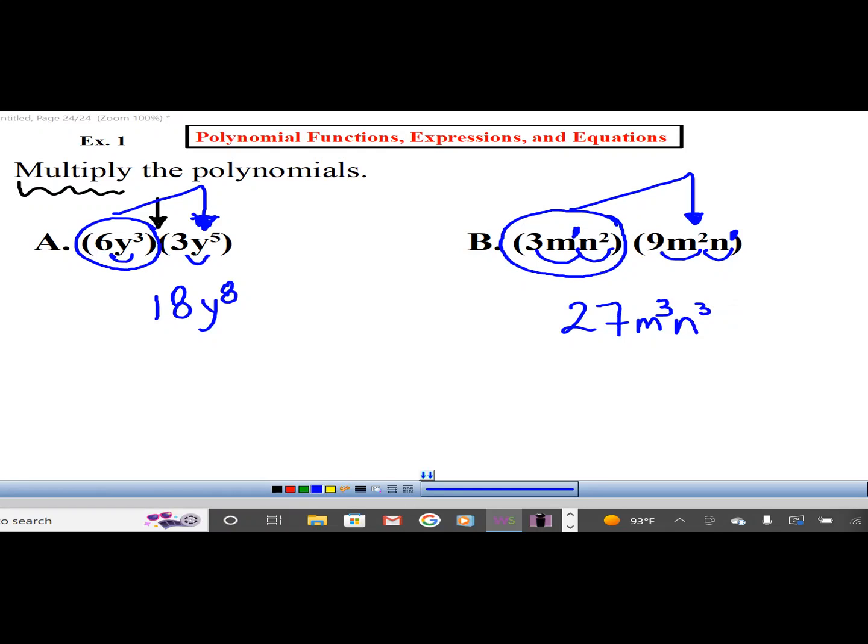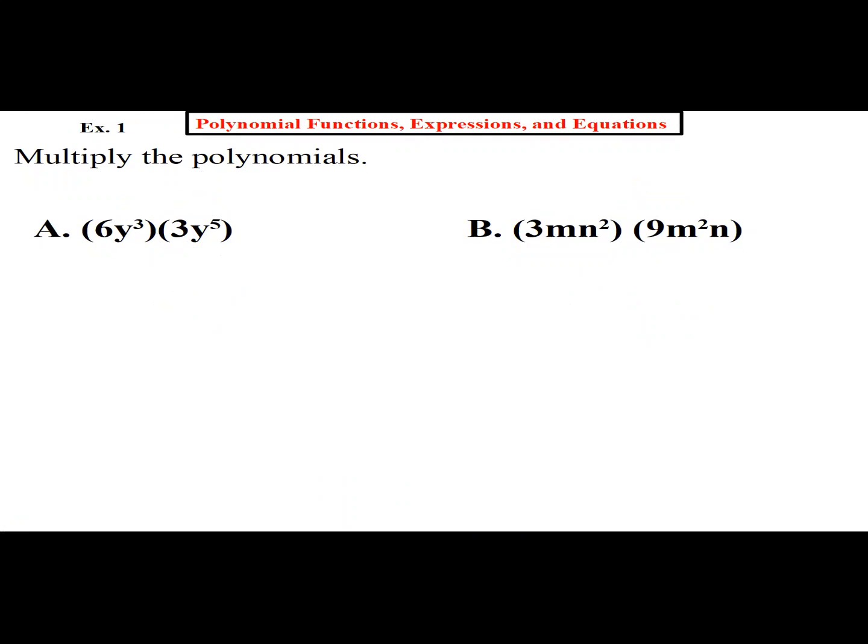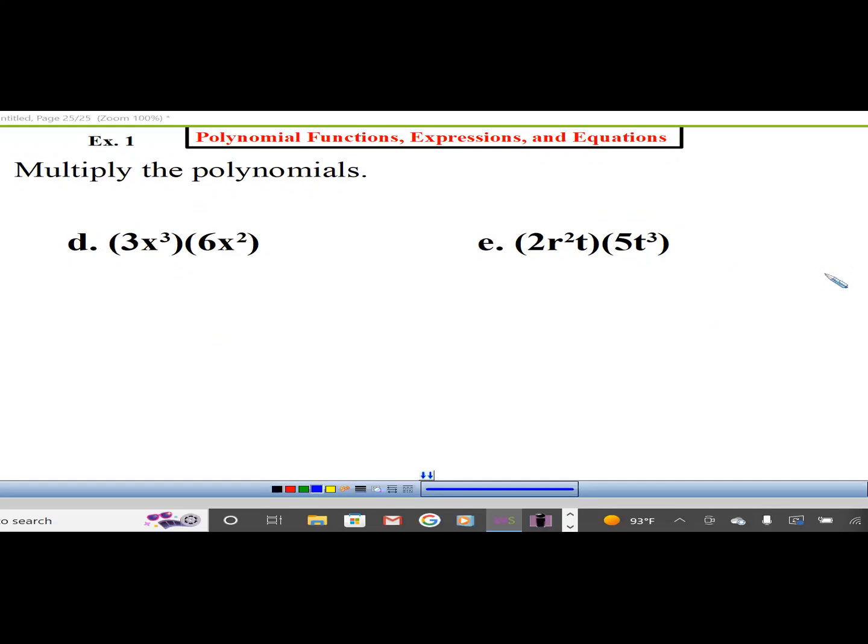All right, from 1 to 5, how comfortable are you with these? 5, fours, 5, fours, okay. So now that I showed you how to do these, I'm going to give you 2 more for you to do by yourself. Copy these, please. Example 1C, 1D and E. We got parentheses 3x cubed times 6x squared and parentheses 2r squared t times 5t cubed. Copy that, finish those by yourself, and go. D and E.